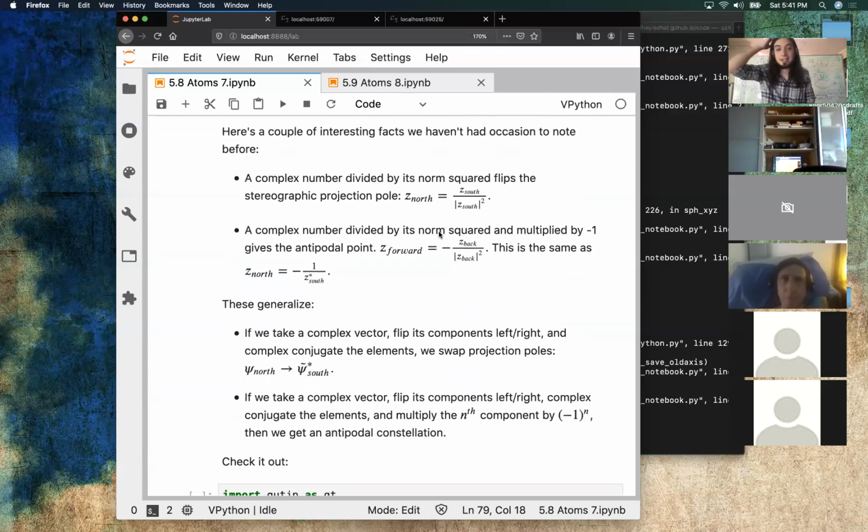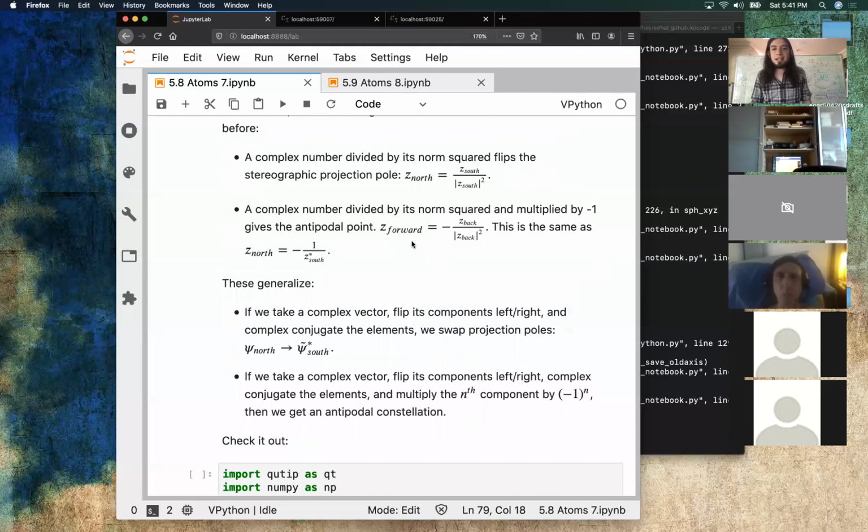Now here are some interesting facts that are not entirely obvious about the relationship between the complex number representation of a point on a sphere and the normal representation. For example, if we take a complex number and divide it by its norm squared, that flips the stereographic projection pole from north to south. If we take a complex number, divide it by its norm squared, and multiply it by -1, then that sends the XYZ point to the opposite point on the sphere.